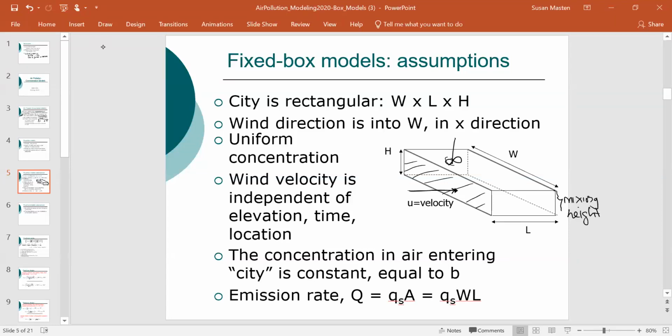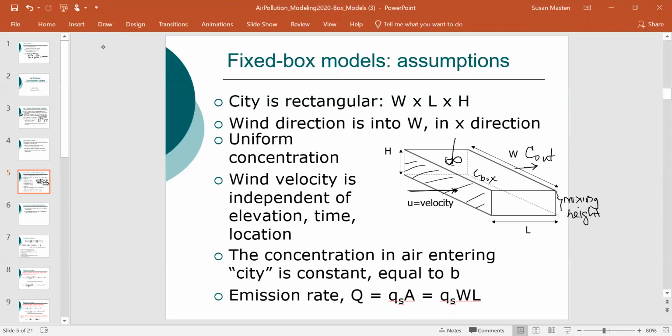Okay, so we have a well-mixed system. So the concentration at any point in the box is the same. Also, as we've discussed before, if that is the case, then the concentration in my box is the same as the concentration leaving my box.